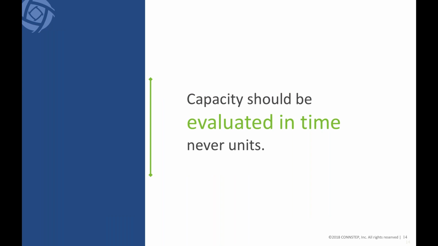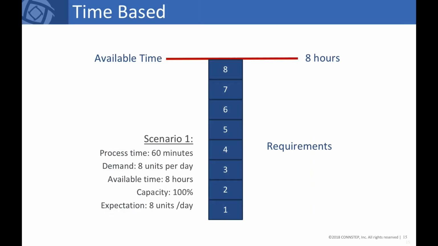Capacity should always be evaluated in time, never units, because we don't know if we're going to get a large unit or a small unit. So we want to represent this situation. You see here 8 boxes. Those are meant to represent 8 products that we have to do during the day. They take 60 minutes each. So of course, if we take 60 minutes each times 8, it's 8 hours worth of work we need to do. And then we compare that with availability of 8 hours. And so this would depict 100% theoretical capacity.